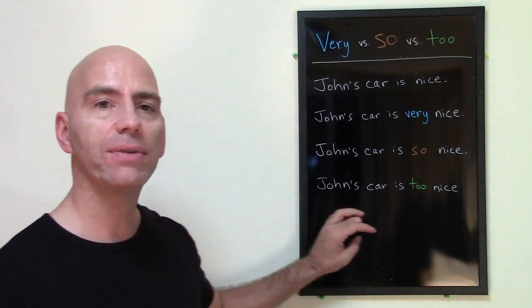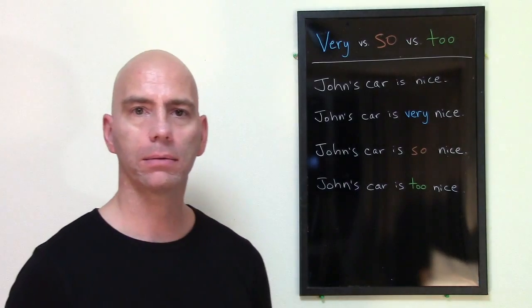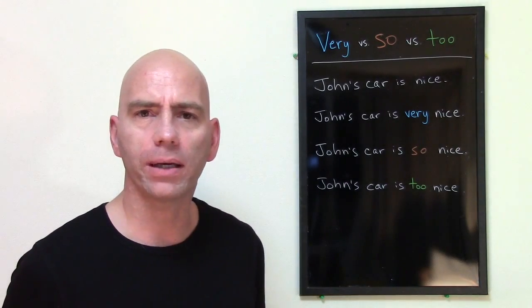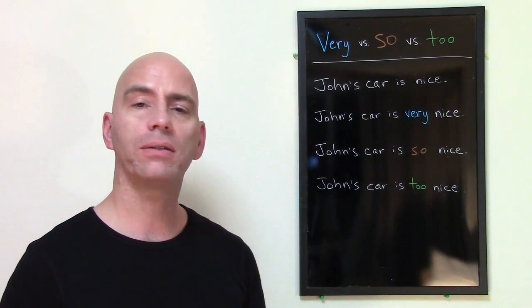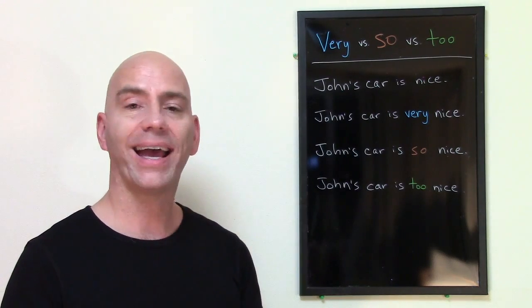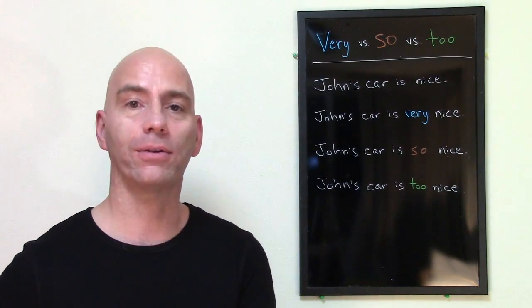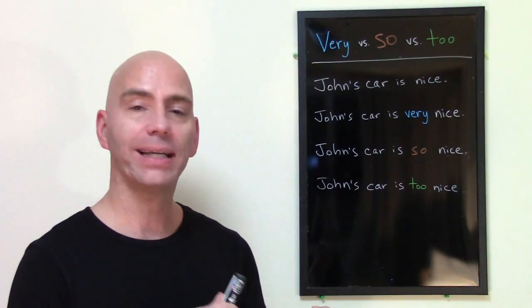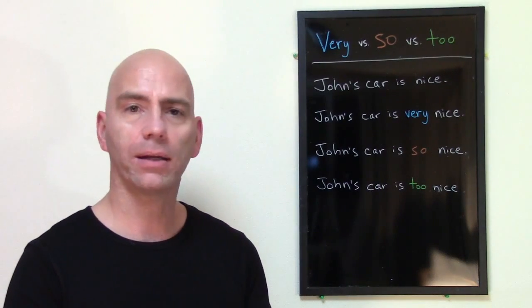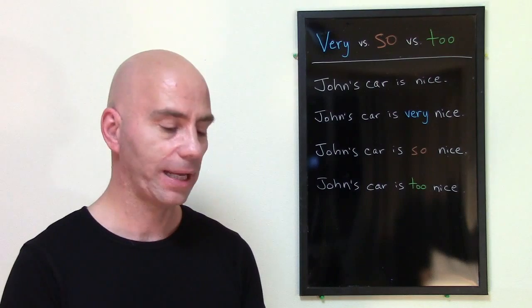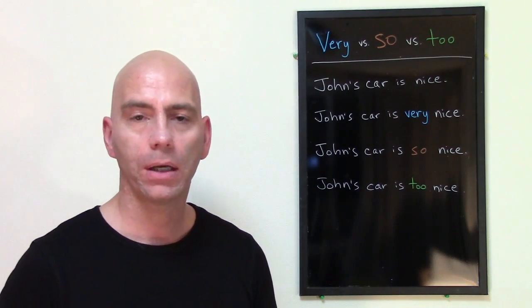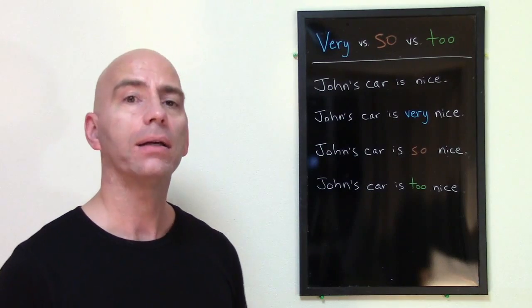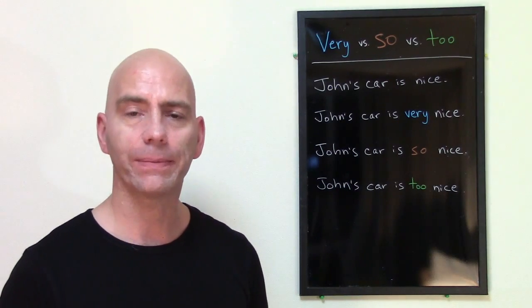If I say, David's house is too big. Well, too big, why is it too big? Well, David lives alone. He doesn't make enough money to make the payments, and he doesn't have time to clean everything. So in this case, I can say David's house is too big.